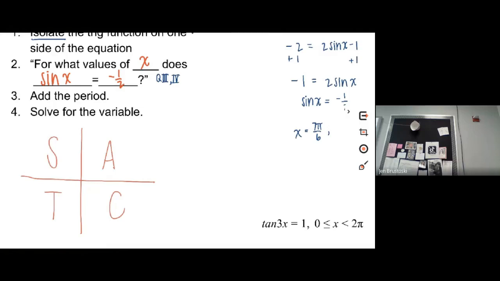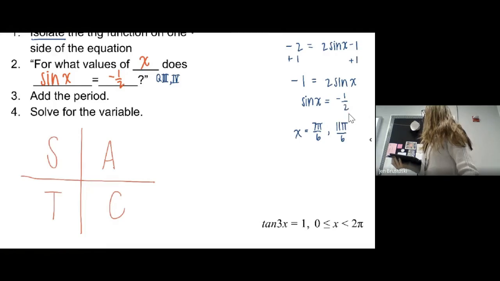Okay, and then what about in the fourth quadrant? What is this one? We got 7 pi over 6 and... yep, 11 pi over 6. Okay, so if we were to plug in and say sine of 7 pi over 6, we get -1/2. And then if we were to plug in sine of 11 pi over 6, we would also get -1/2. Okay?